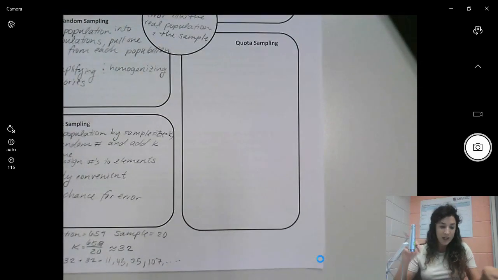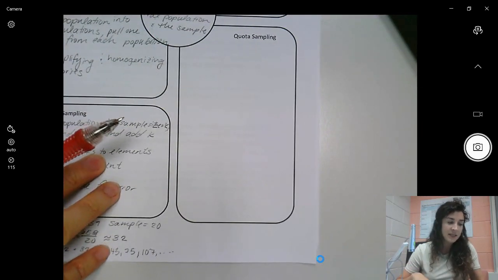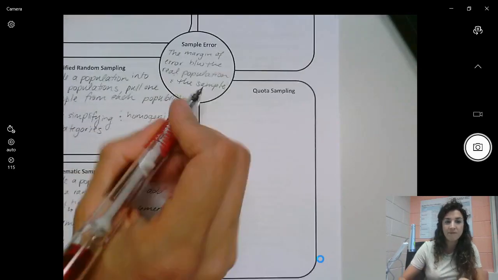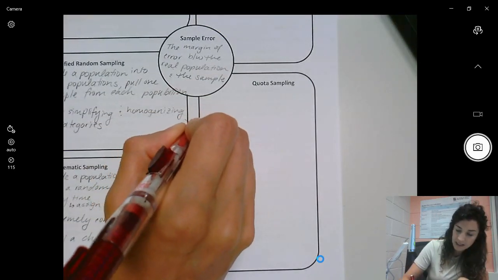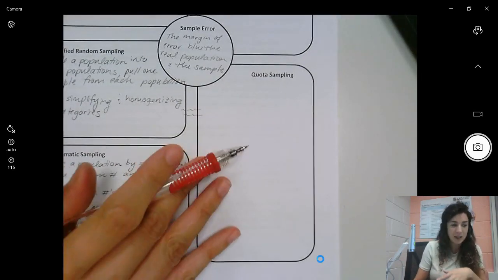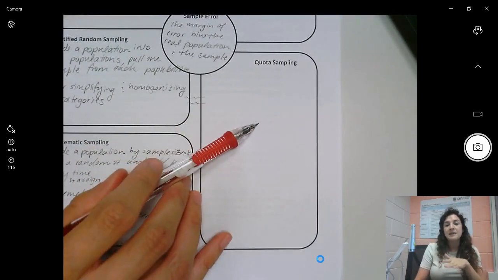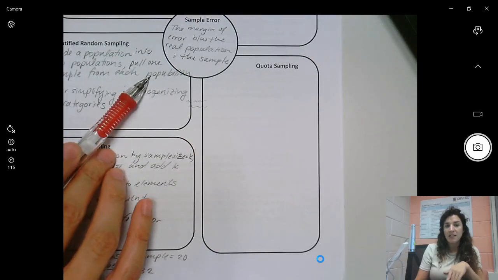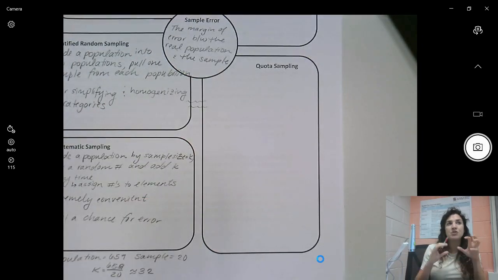Okay, last one, quota sampling. Your quota sampling is very similar to your stratified sampling. So I don't know if you want to kind of link these two and be like, hey, they might be kind of similar. The reason why it's not random, whereas stratified random sampling is, it's how you decide to then gather your points of data.